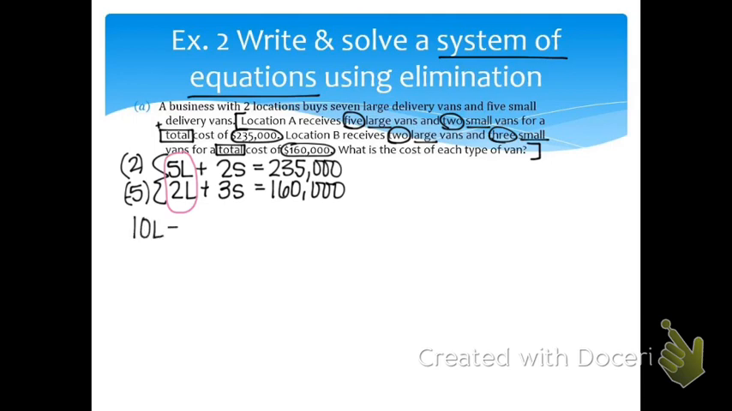10L plus 4S equals 235,000 times 2. Now be really careful with your calculators. What's 235,000 times 2? 470,000. All right, let's multiply the second equation through by negative 5. So be careful. Negative 5 times 2L, negative 10L. Negative 5 times 3S, negative 15S. And it equals negative 5 times 160,000, which equals what?